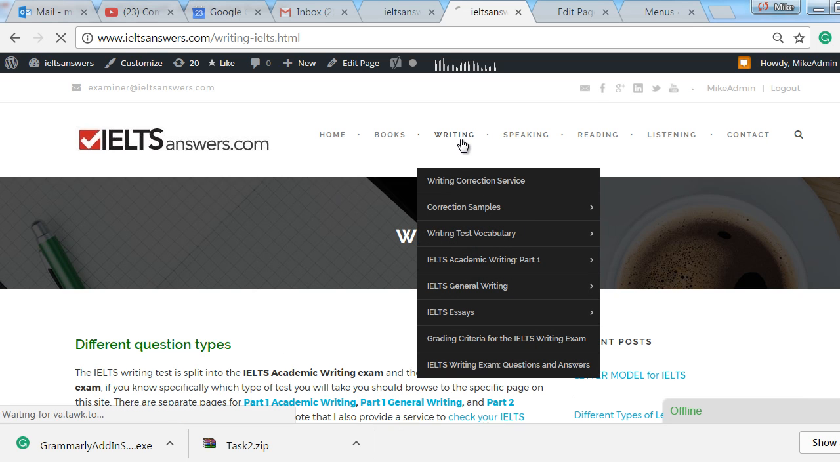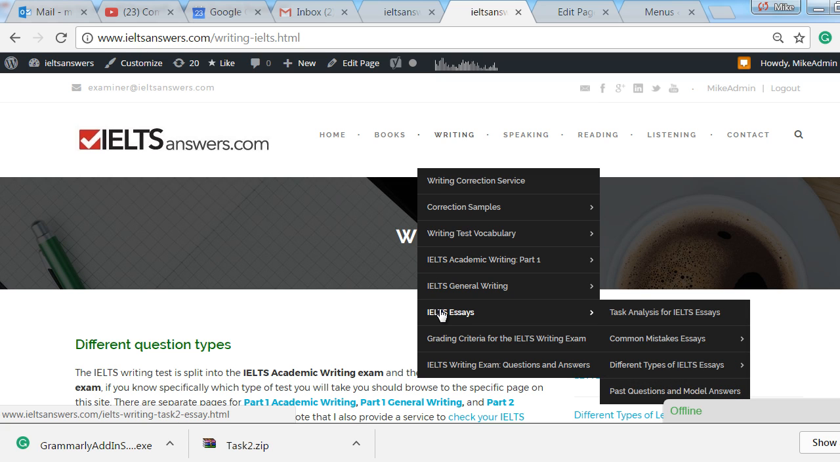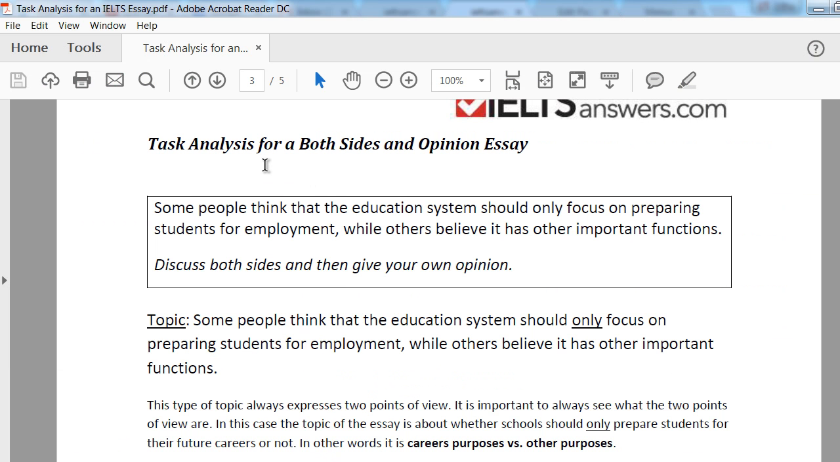Okay, that's all I'm going to say about this type of essay. If you wanted to see more, if you wanted to see how to plan this essay, or what a model answer might look like, you can go over to here and have a look here. Or just go to task analysis, and I've got hyperlinks there that will take you to those sorts of things. Okay, let's move on now to task analysis for a both sides and opinion essay.